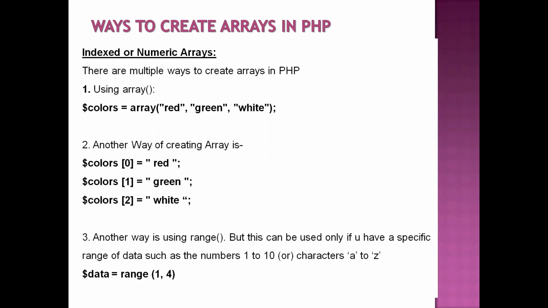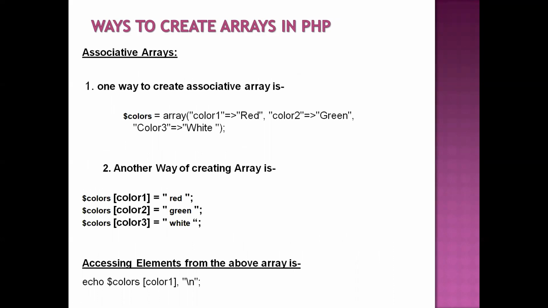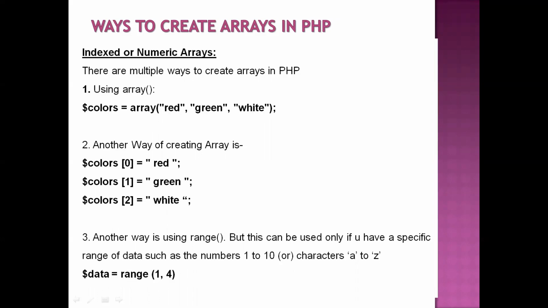That means the value 1 will be stored at index data of 0, the value 2 will be stored at index data of 1, 3 will be stored at index data of 2, and 4 will be stored at index data of 3. Similarly, if you want to create an array with characters from A to Z continuously, then we can write like this: $data = range('A', 'Z').